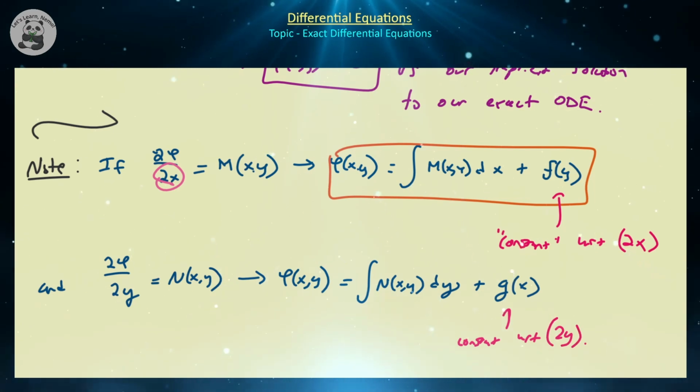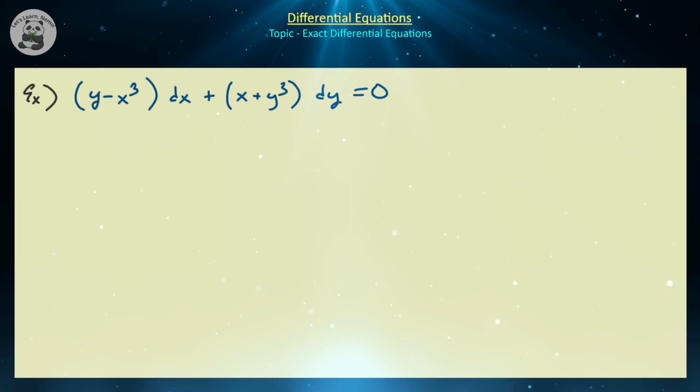Right. So here we have a bit of theoretical background for exact differential equations, which may seem a little bit strange at first, I guess you could say. So let's actually work through a couple examples of exact differential equations and see how this theory actually gives us those solutions. So to start, let's consider this differential equation: (y minus x cubed) dx plus (x plus y cubed) dy is equal to 0.